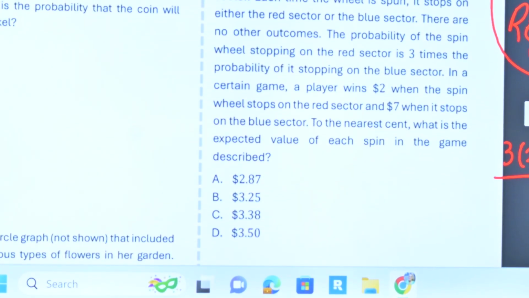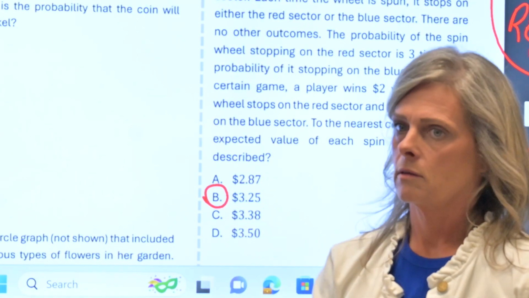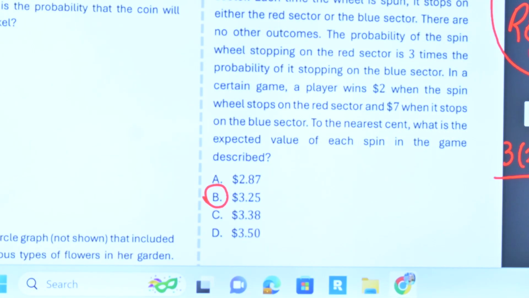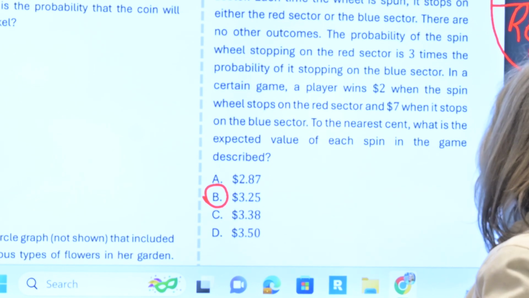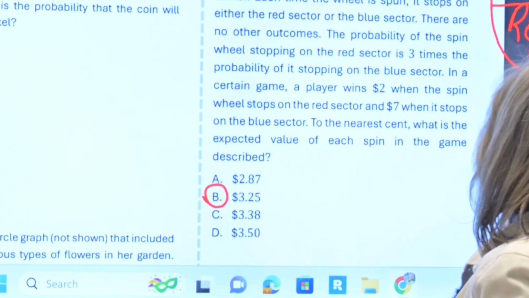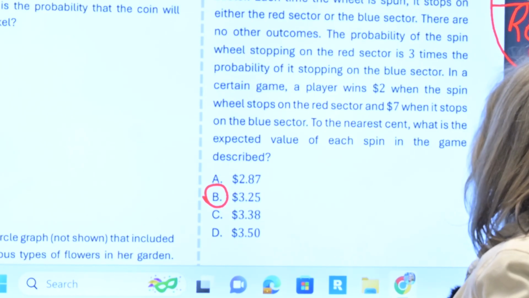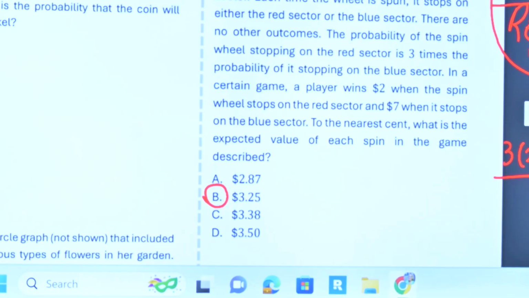So what was it? 3.25. Okay, so let me just describe to you why I thought about it this way, okay? Actually, here's what I'm going to do. I'm going to divide this into 4. So each red would be 2, and then the blue would be 7.